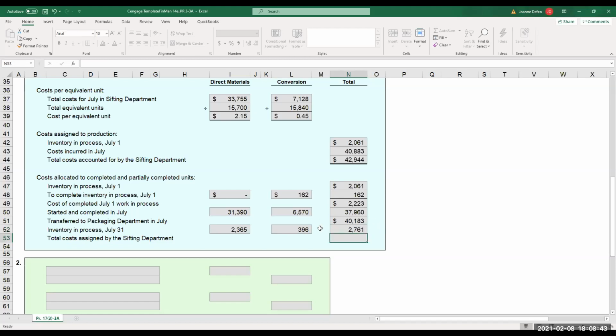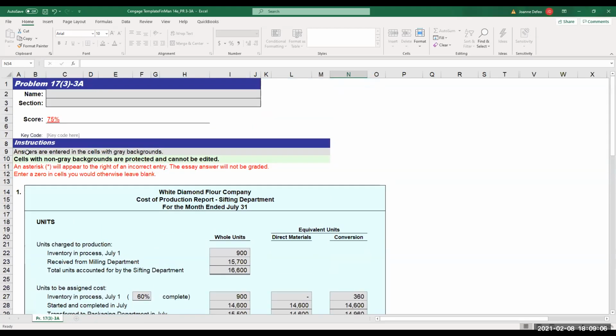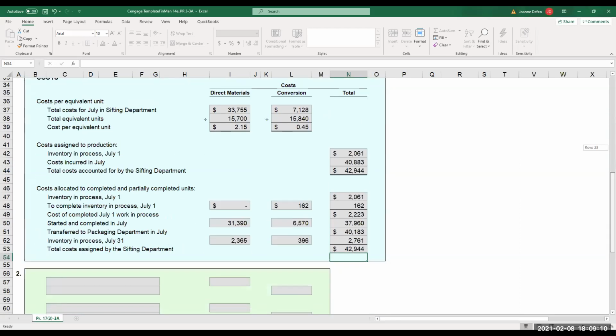And finally, we add these two up. Equal 40183 plus 2761. So the total cost assigned by the sifting department, the answer is 42,944. And we look and see the top. Guess what? We only got a 75%. Why? Because we still have to do some journal entries.